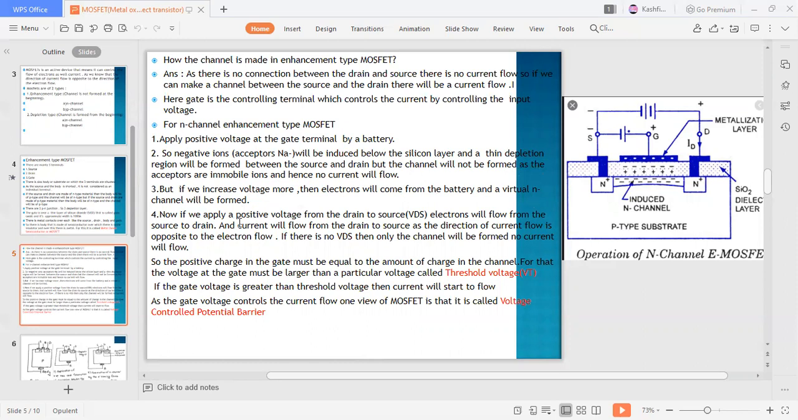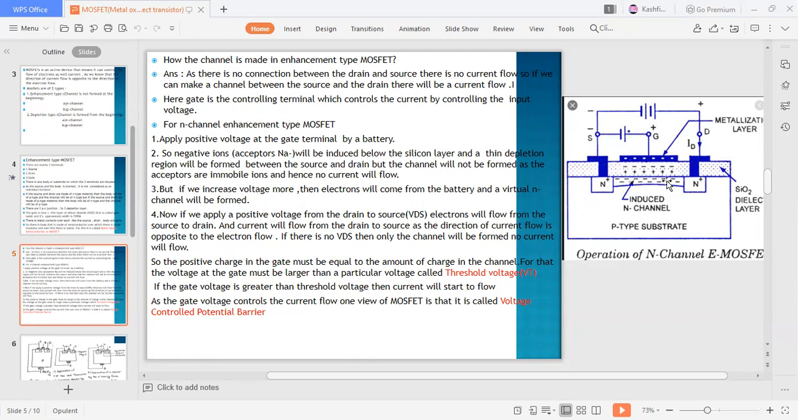Now, if we apply a positive voltage from the drain to the source, VDS, electrons will flow from the source to drain and current will flow from the drain to source, as the direction of the current flow is opposite to the electron flow. If there is no VDS, then only the channel will be formed and no current will flow.